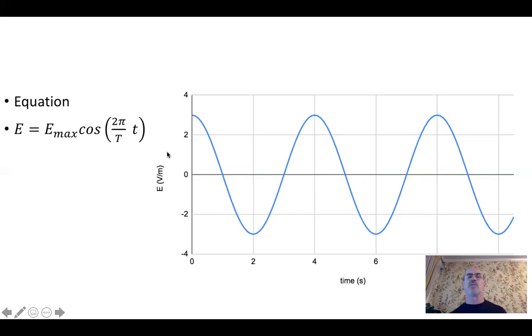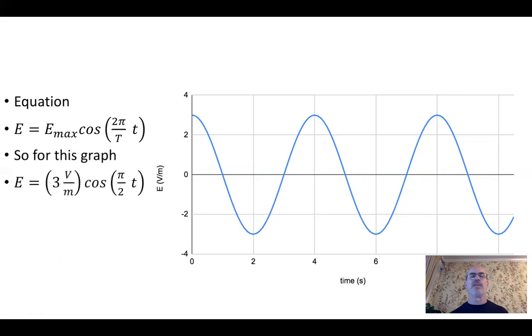In this particular graph, you'll notice that since the period is 4, 2 pi over 4 is the same as pi over 2, and E max is 3. So my equation is E equals 3 volts per meter times the cosine of pi over 2 times time. Obviously, as time increases from 0 to 1 to 2, the E is going to oscillate up and down.